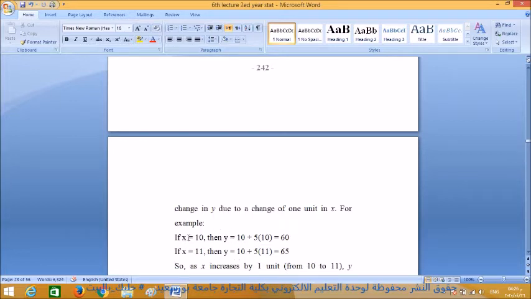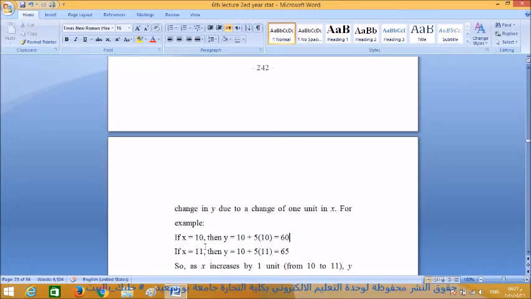For example, if x equals 10, then y equals 60. If x equals 11, so x increased from 10 to 11, or increased by 1 unit, only 1 unit, what will happen to y? Then y in this case equals 10 plus 5 multiplied by 11, so equals 65. So y changed from 60 to 65 when x changed from 10 to 11.